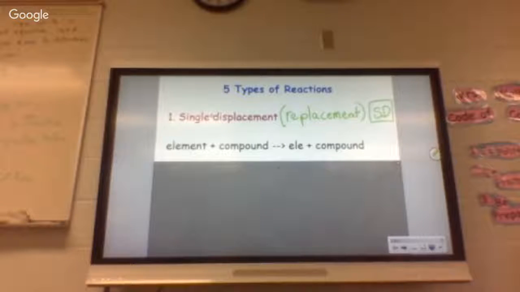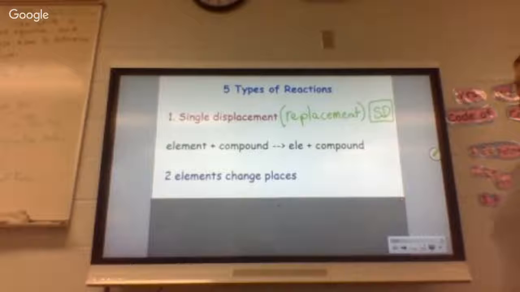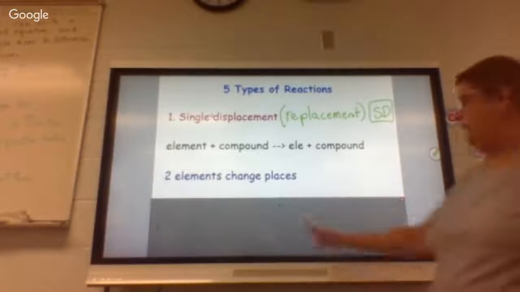It is an element plus a compound, and you get an element plus a compound. Now, why then do we call it displacement or replacement? It's called that because 2 elements switch places. Sort of like boy and girl have been dating for a year, and someone decides, nope, I want to date them, and they switch partners. A little on the tacky side, happens all the time.